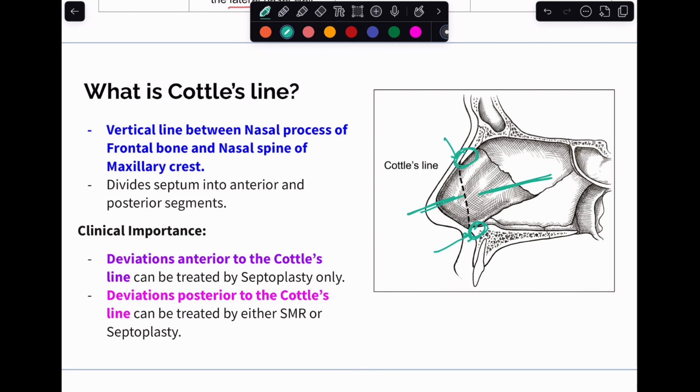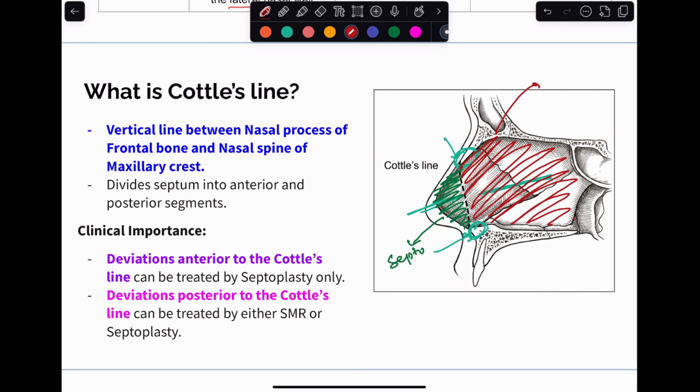What is the importance of this? What I was mentioning just a little while back when I was talking about caudal dislocation, where I was telling you that a caudal dislocation cannot be treated by SMR. So here, any deviation that lies anterior to the Cottle's line, we can treat it only by septoplasty. Whereas any deviation which lies posterior to the Cottle's line can be treated either by SMR or by septoplasty. So that is the importance of knowing about the Cottle's line.